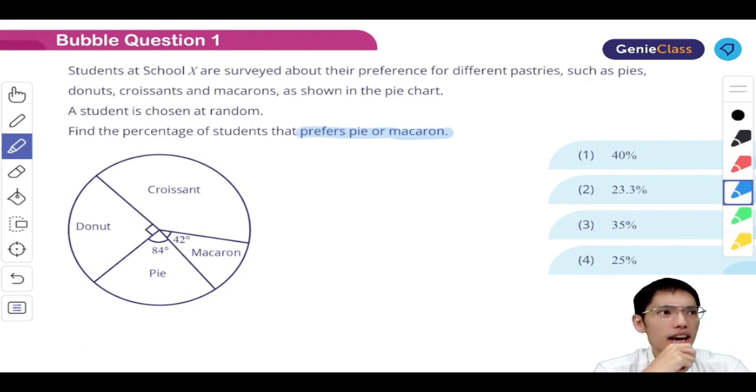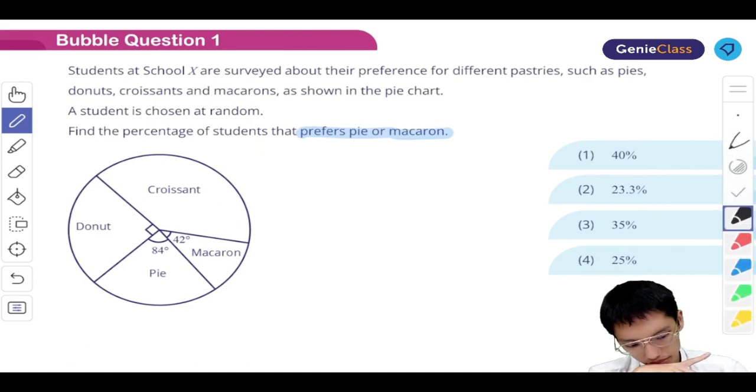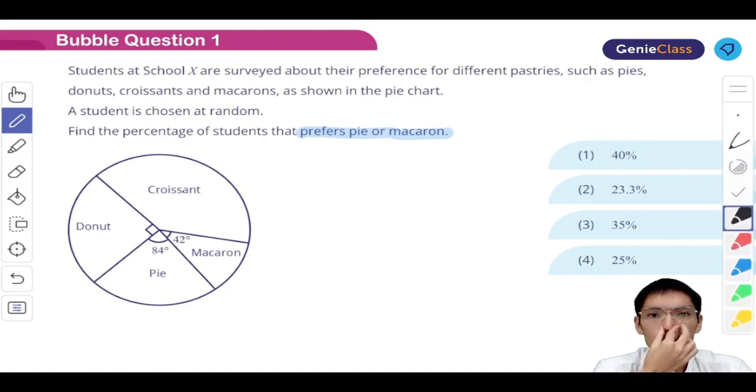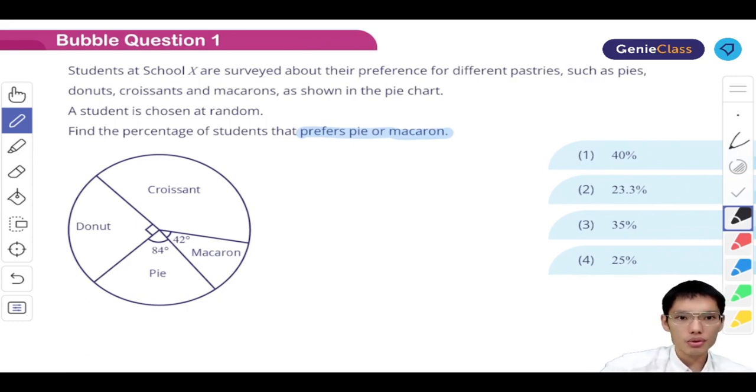Last 20 seconds. Look at the question carefully. What does the question want? Last 5, 3, 2, 1. Okay, not too bad. Most of you got it down, but take note, look at what the question wants. They prefer pie or macaron.